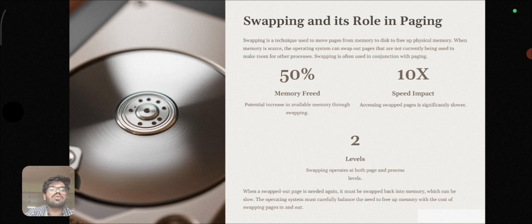And the last, swapping and its role in paging. Swapping is a technique used to move pages from memory to disk to free up physical memory. When memory is scarce, the operating system can swap out pages that are not currently being used to make room for other processes. Swapping is often used in conjunction with paging. When a swapped-out page is needed again, it must be swapped back into memory, which can be slow.